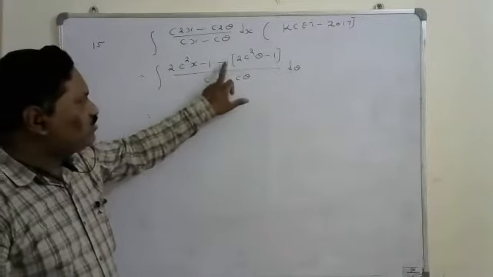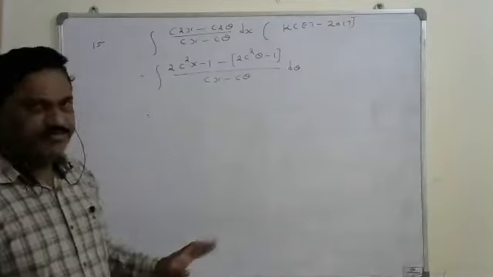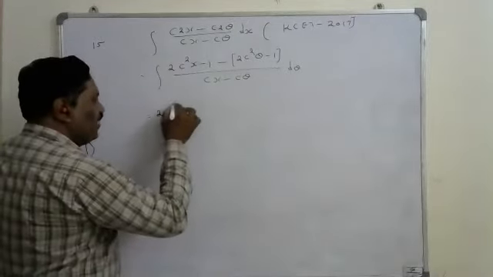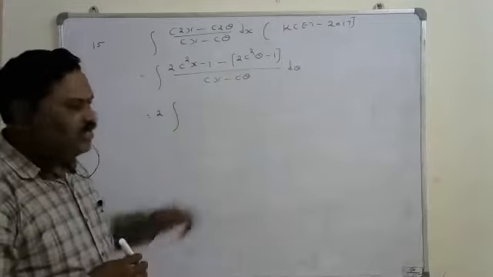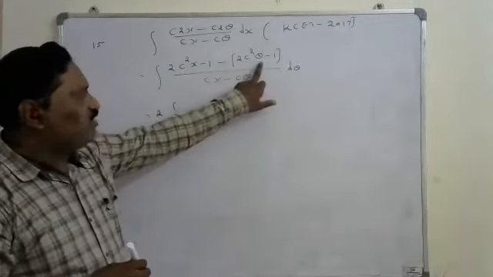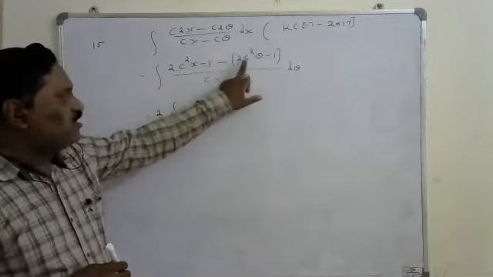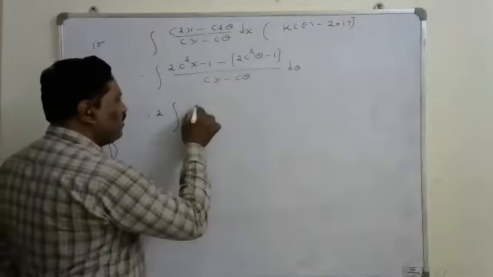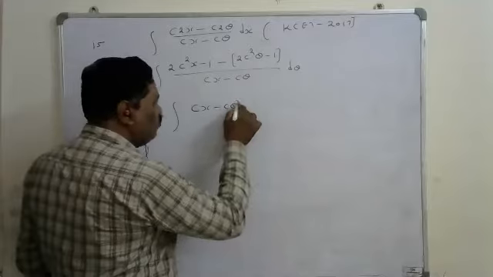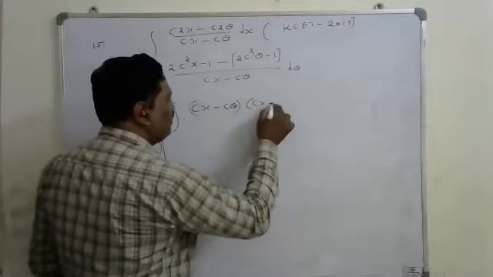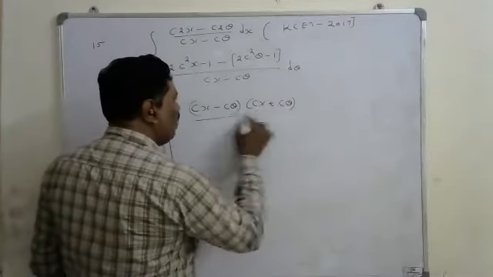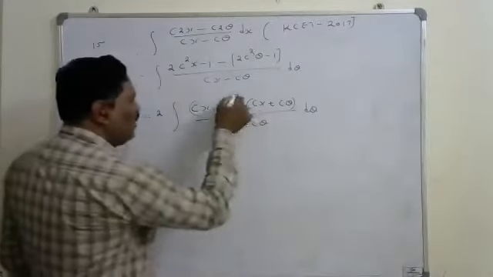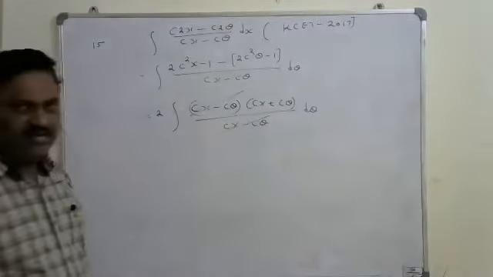Now here minus 1, it is minus into minus plus 1, getting cancelled. Then from these two I can take the 2 common. The remaining is cos square x minus cos square theta, that is a square minus b square. So we can write that as (cos x minus cos theta) into (cos x plus cos theta), upon cos x minus cos theta, where cos x minus cos theta is getting cancelled.